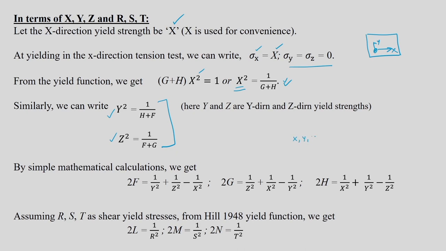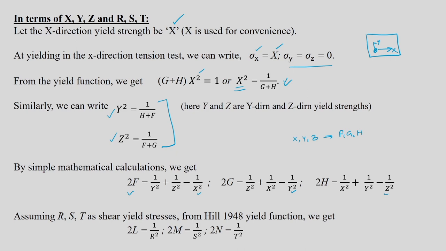So x, y, z are written in terms of f, g and h, where f, g, h are in a way related to your plastic anisotropy. For example, R0, R45, R90 may come into picture in due course. You will see that. So this x square, y square, z square can also be written in this format, wherein on the left side you bring f, g, h, some simple mathematical calculation will lead to 2f is equal to 1 by y square plus 1 by z square minus 1 by x square, and 2g will be equal to 1 by z square plus 1 by x square minus 1 by y square, and 2h is equal to 1 by x square plus 1 by y square minus 1 by z square. So you can rewrite this.